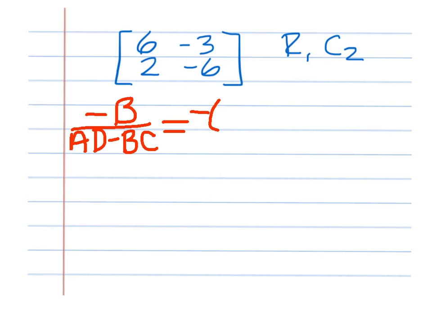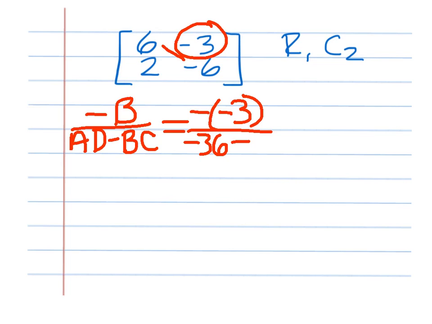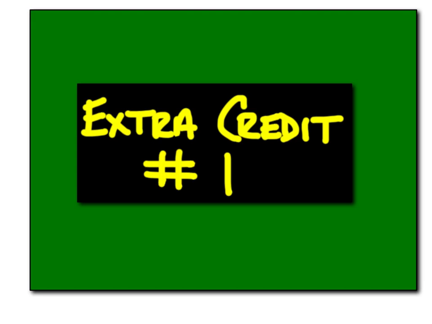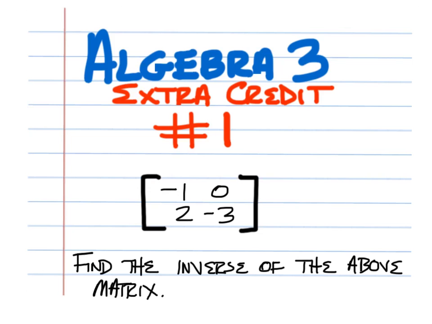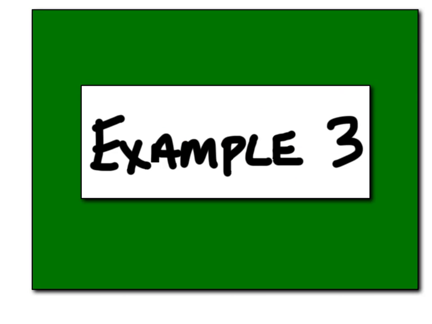We take the opposite of B, we want to put our B in parentheses, so it's going to be -3 over A times D is -36 minus our B times C, which is negative 6. That'll give us a 3 on the top. Negative 36 minus negative 6 is negative 30. When we reduce that, we get negative 1 over 10. Extra credit number 1, if you want to go ahead and write it down.